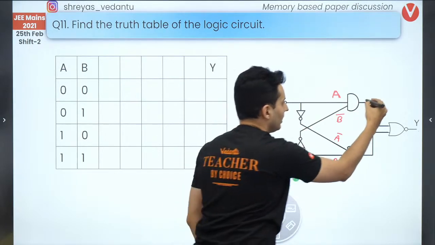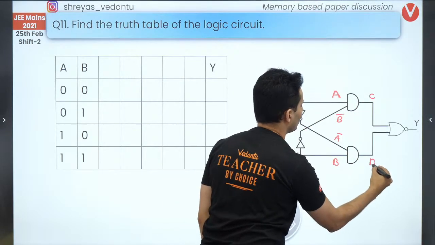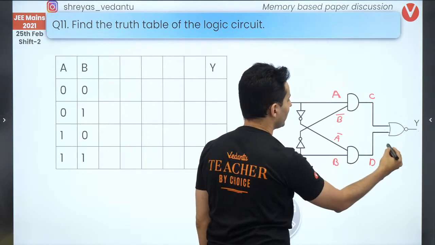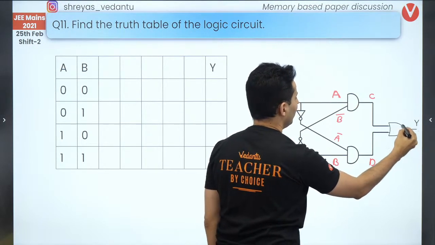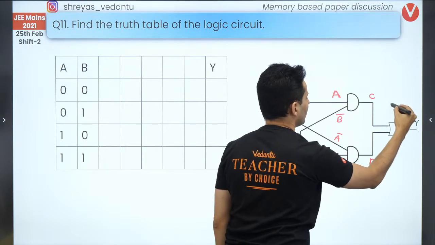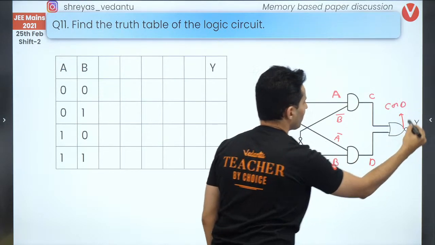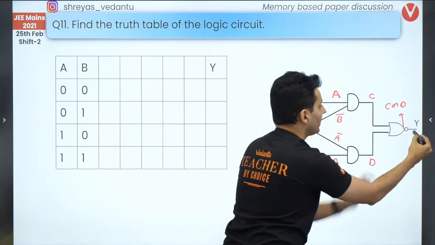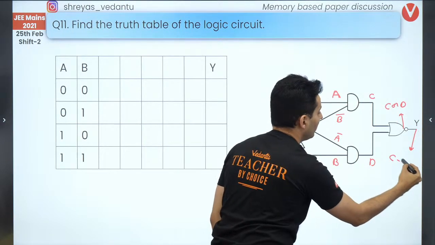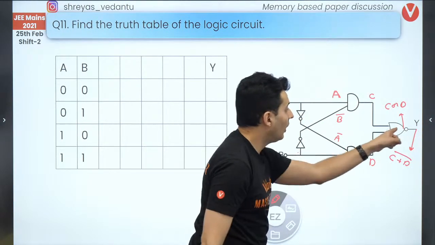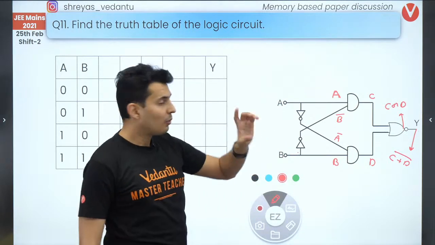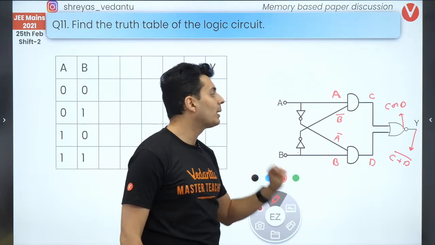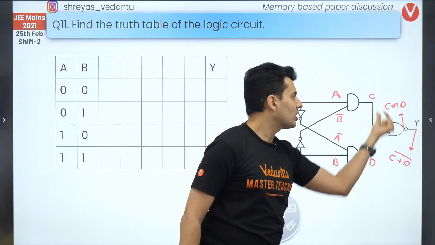Now from here, let's say this output is C, this output is D. So C and D are coming over here, and whatever output will come, this will be C or D, and that will be inverted. So Y is nothing but the opposite. That dot stands for the negation. If it is 1, it will become 0. If it is 0, it will become 1. So Y is the inversion of C or D.